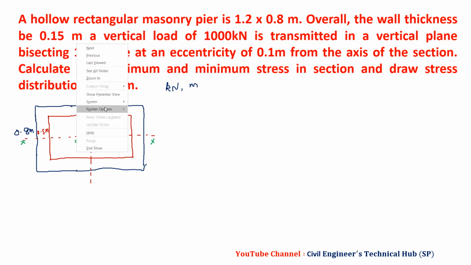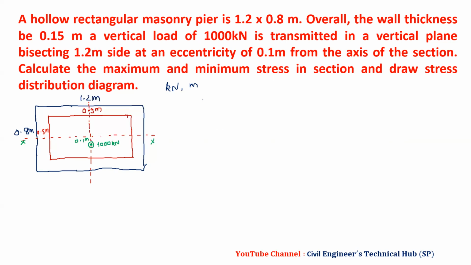So now we will start. We have A equal to 1.2 into 0.8 minus 0.9 into 0.5. And if we solve this, we will get value of A, that is equal to 0.51 meter square.